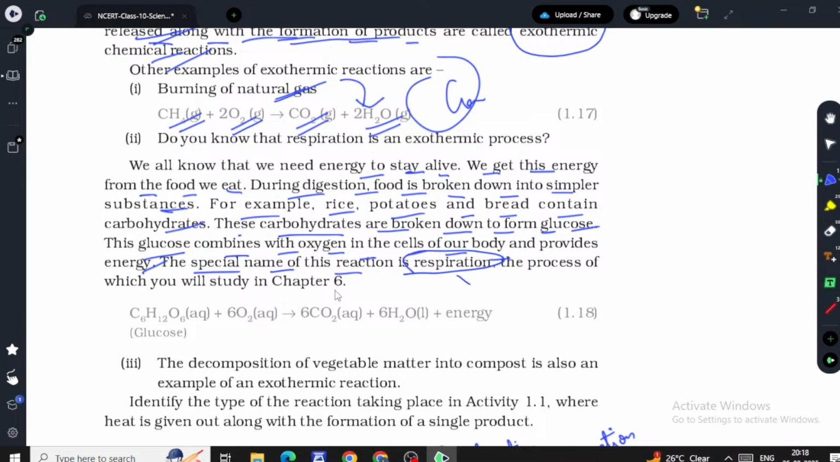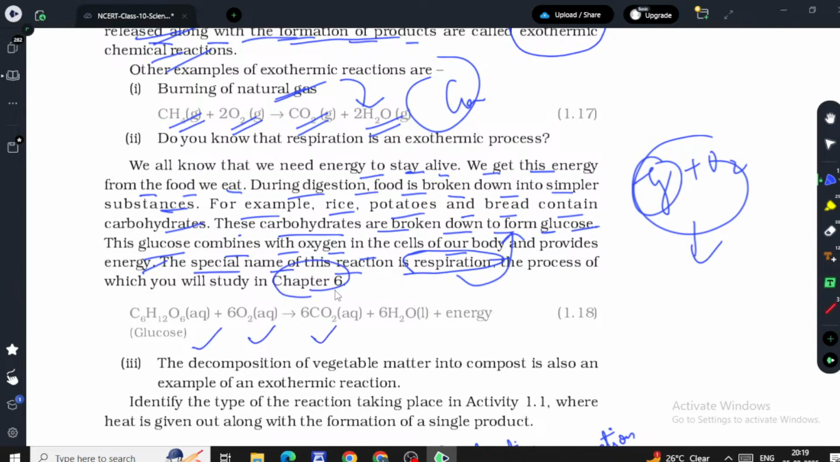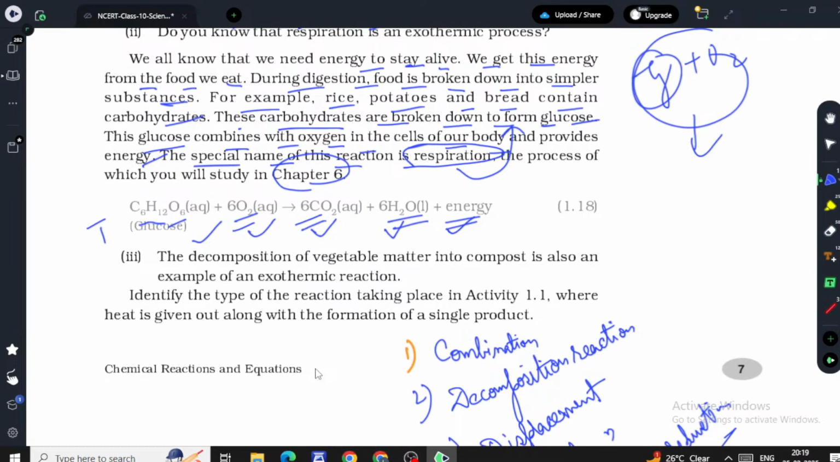What is respiration? Glucose along with oxygen forms energy. You will study this in chapter 6. Glucose plus oxygen equals carbon dioxide plus water plus energy. C6H12O6, the chemical formula of glucose, plus 6O2 gives 6CO2 plus 6H2O plus energy. The decomposition of vegetable matter into compost is also an example of an exothermic reaction.